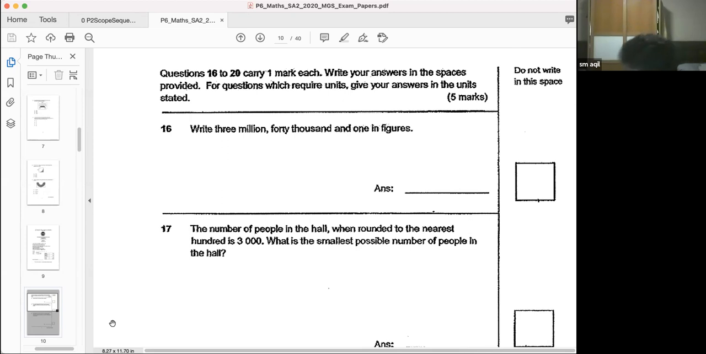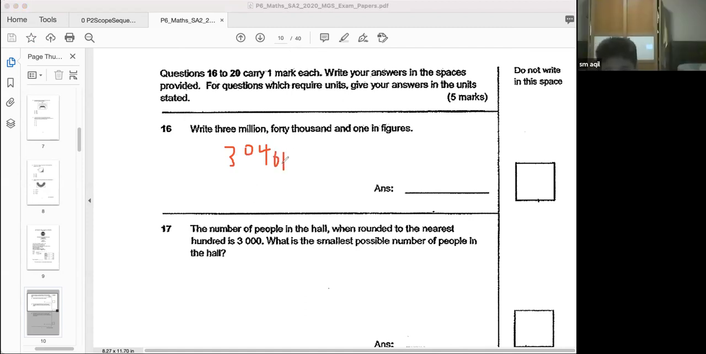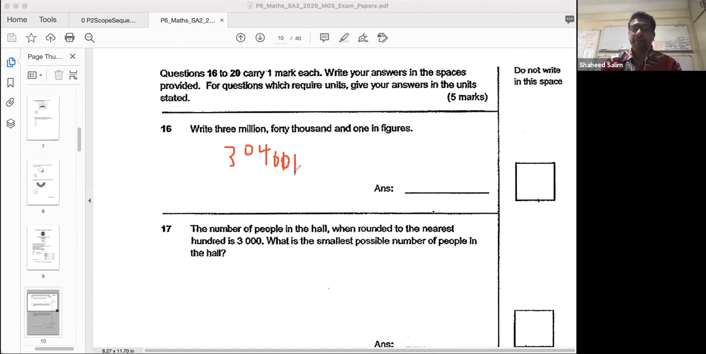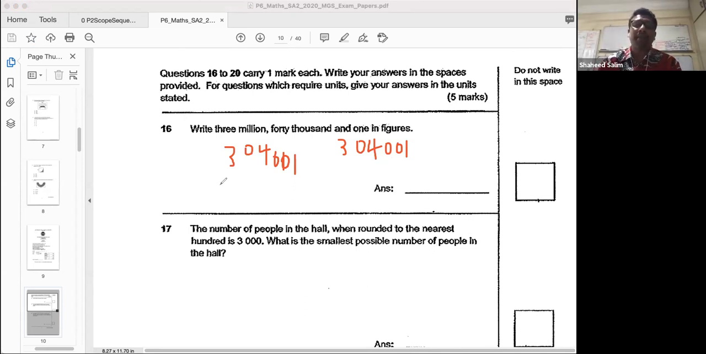Teacher, is it 3, 0, hold on, 4, 0? 304001, like that, is it? Shakil, is this your answer? Yeah, you type now, just type to me and send. Like this. Okay, so 304001. Let us see if that is correct.